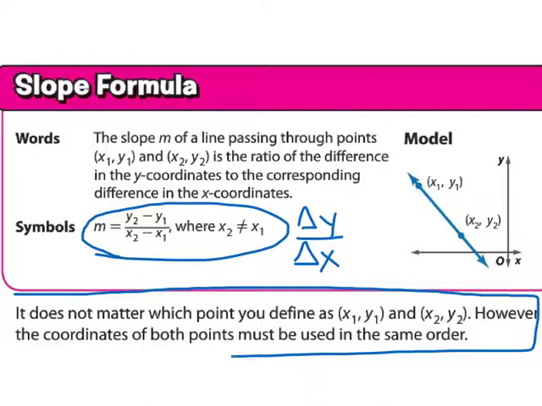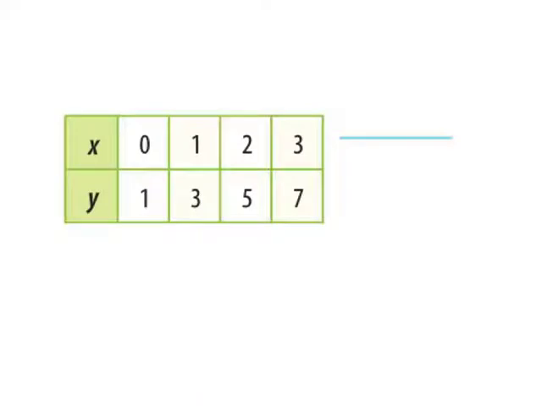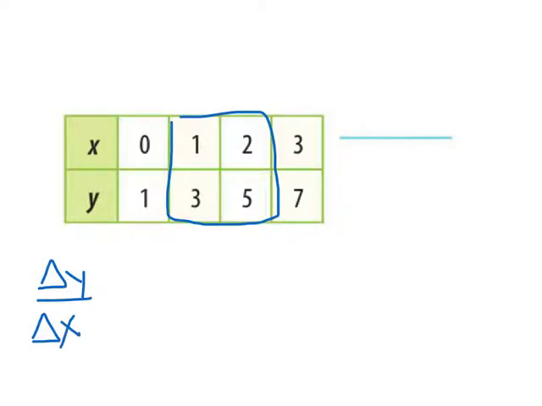It does not matter which point you define as x1 and y1 and x2 and y2. However, the coordinates of both points must be used in the same order. So if we look at this next one, we're going to look at the change in y over change in x. So pick 2 points. We'll pick these 2 sets of points, and we'll do change in y over change in x.